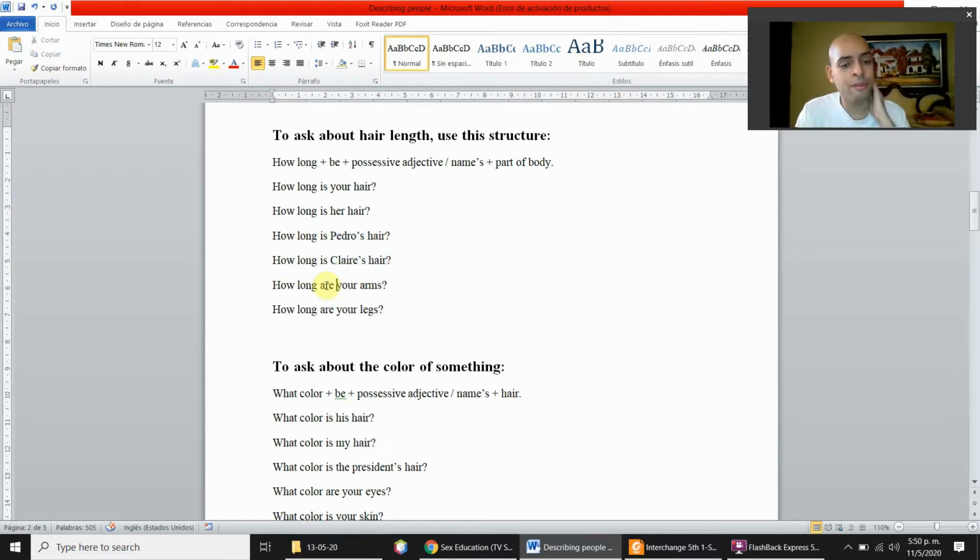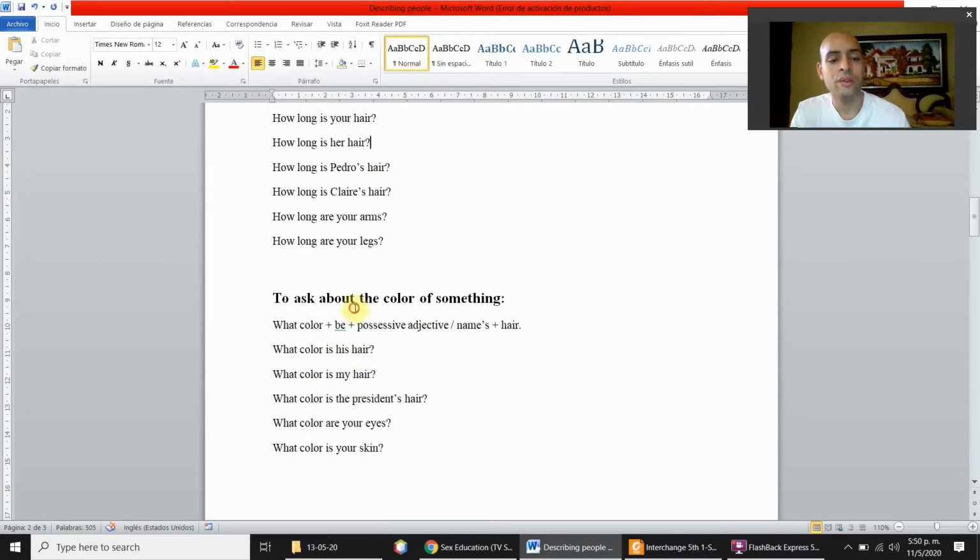And now an example for another part of the body. How long are your arms? You're asking about the length of the arm. How long are your legs? So as you can see, you can use that structure for different parts of the body.